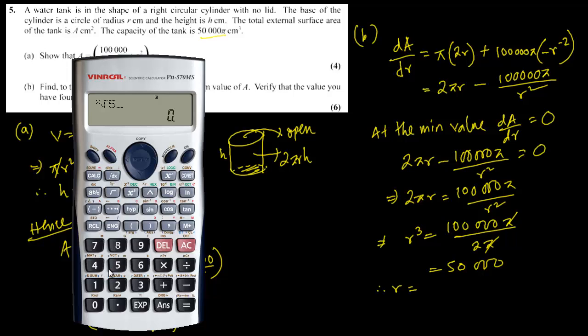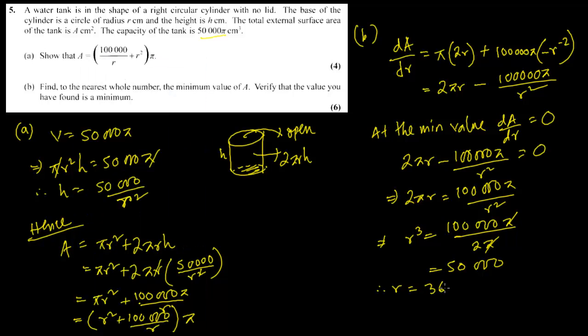So using the calculator, we can write cube root of 50,000. Let me do this again. Cube root of bracket 50,000, bracket close. Some calculators will not be able to understand it. So 36.840. So 36.840, that is the value of r.